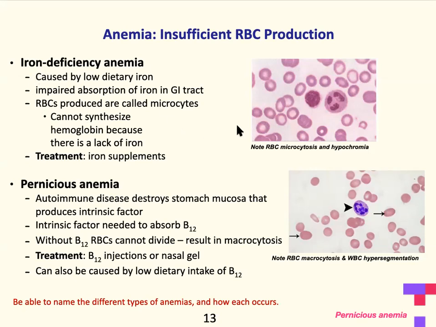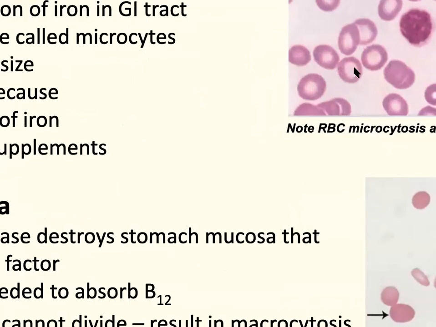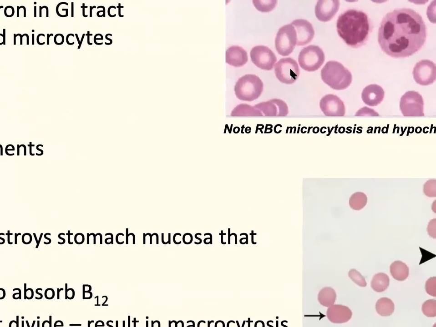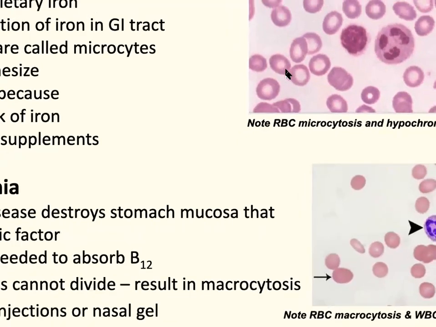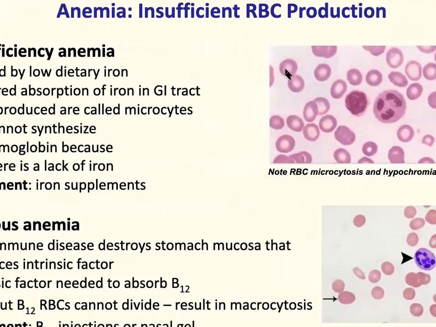This is characterized by microcytosis. You'll see that the red blood cells are smaller than usual. Also, they have a larger, paler area. That area that is pale within the center of the red blood cell is expanded. So basically, these cells are smaller than normal red blood cells. Okay.